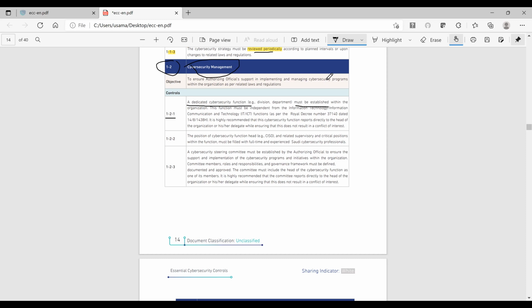cybersecurity function, which is a division or department, and its manager may be the CISO, or a security manager, whatever the name. He should report directly to the CEO or VP or whatever. This control number 1 is very important, because I know a lot of companies that changed their structure to be compliant with the NCA. Why? Because the NCA mandates that there must be a dedicated cybersecurity function.